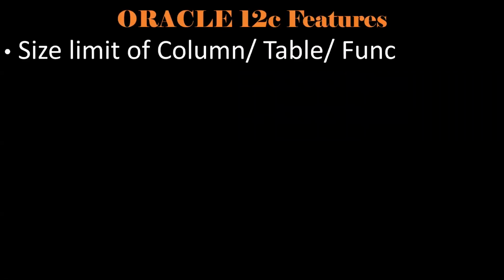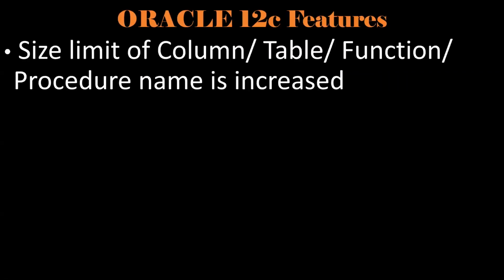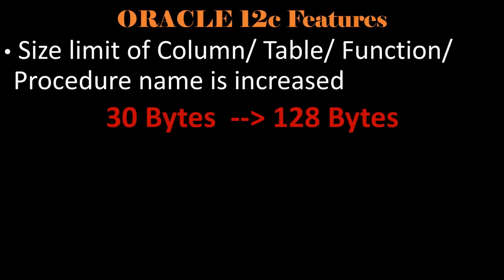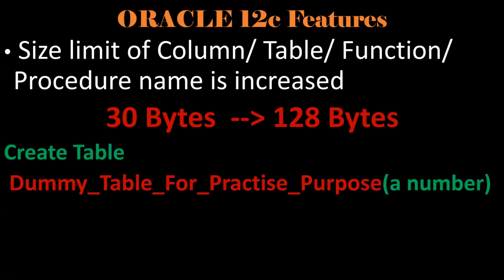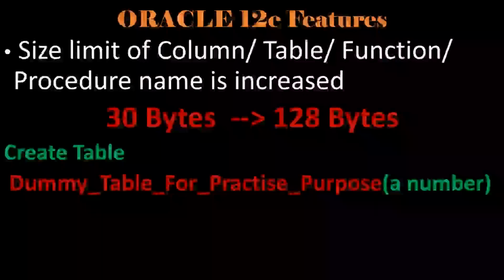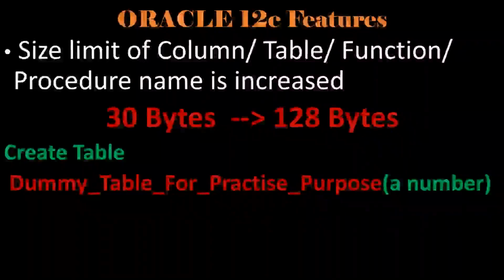Next one is that the size limit of the column, table, function, procedure or package name has been increased from 30 bytes to 128 bytes. Earlier it was 30 bytes, now it is increased to 128 bytes. The advantage of the increase in size is that by using the name, we can identify the exact purpose of this table or procedure or package.